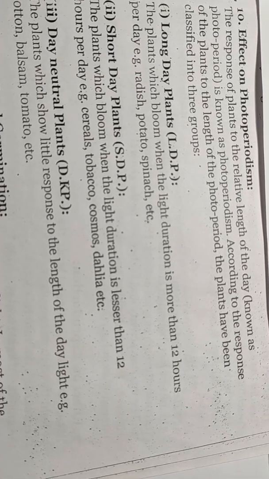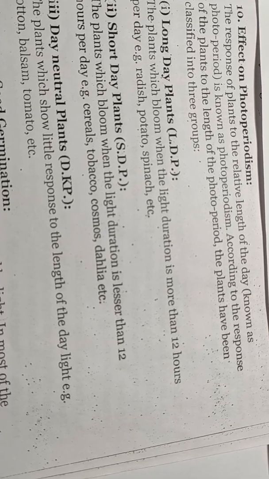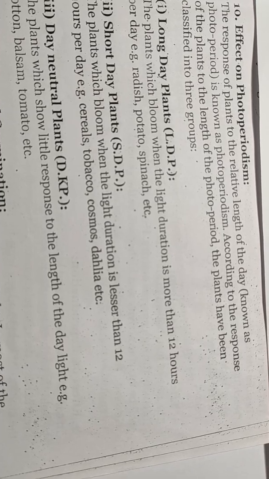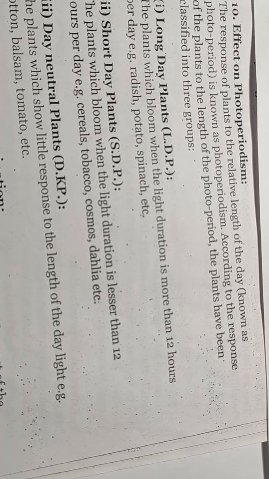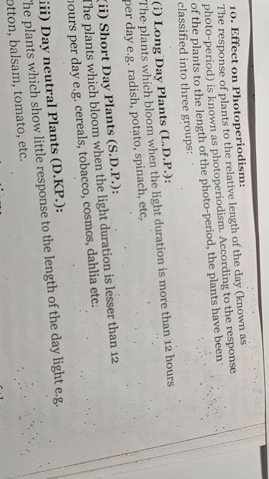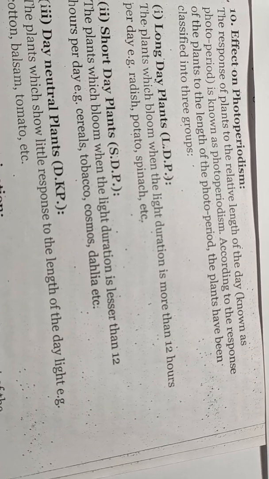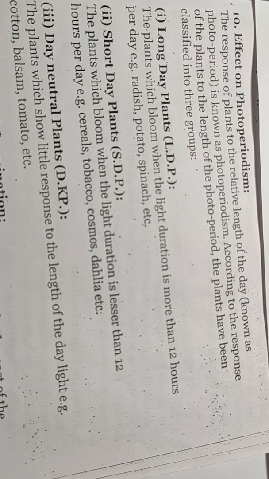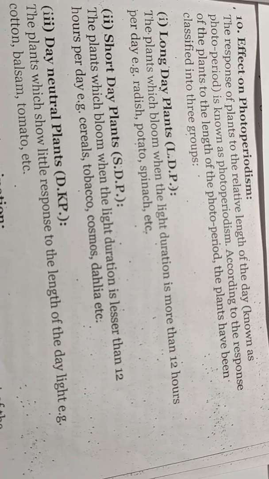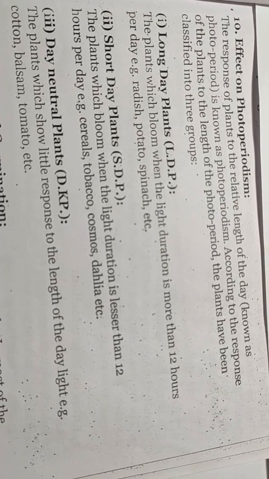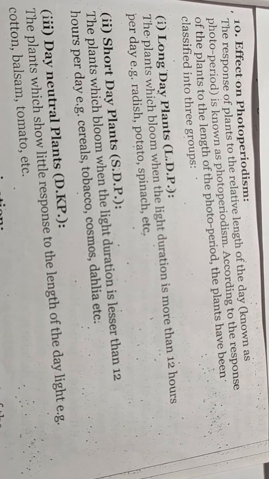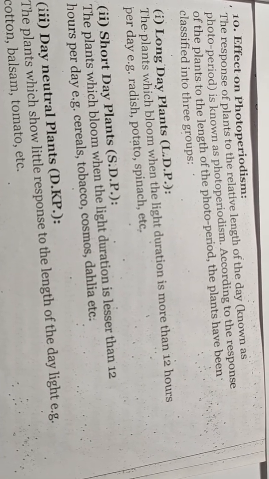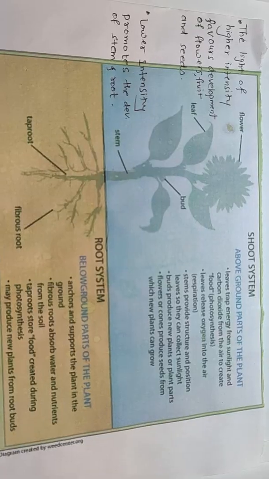Short day plants are plants which bloom when the light duration is less than 12 hours per day, for example cereals, tobacco, cosmos, dahlia. Short day plants require less light, below 10 hours of exposure. Day neutral plants are plants which show little response to the length of daylight, for example cotton, balsam, tomato, etc. This means there is no effect of light duration on such plants.